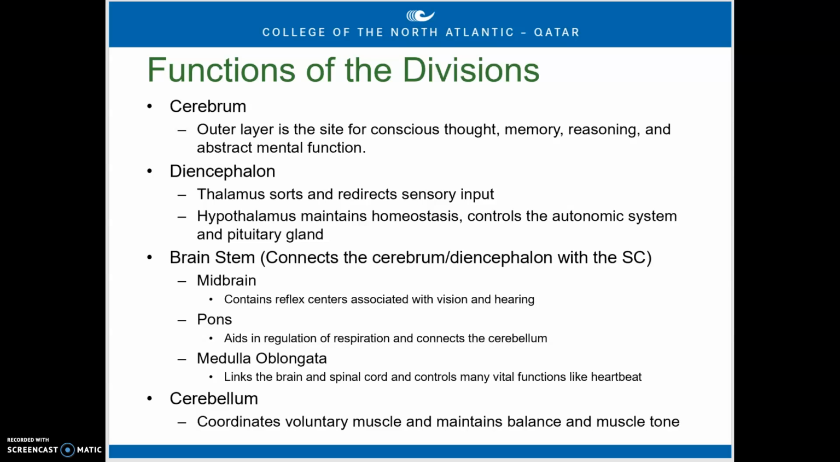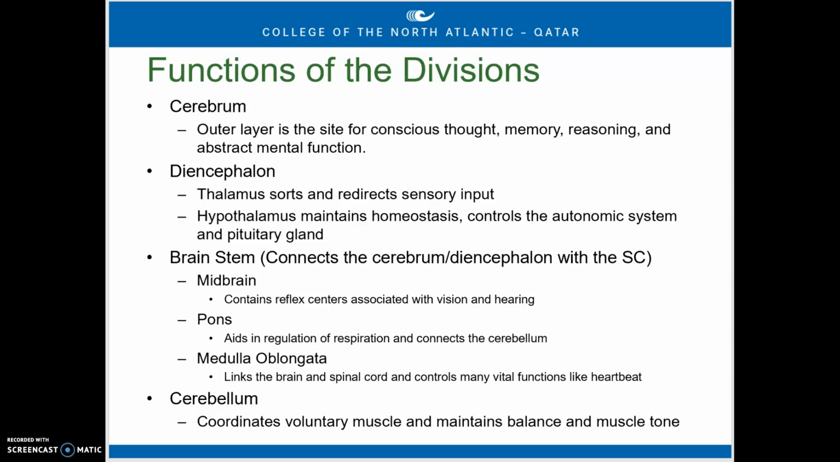Below that, we'll have the diencephalon. Now, that's going to make up the thalamus and the hypothalamus. The thalamus is basically a relay center, right? So the thalamus will take the sensory input from the peripheral nervous system and relay it to parts of the cerebrum so that it can be processed. So think of the thalamus as a sorting or a relay center.